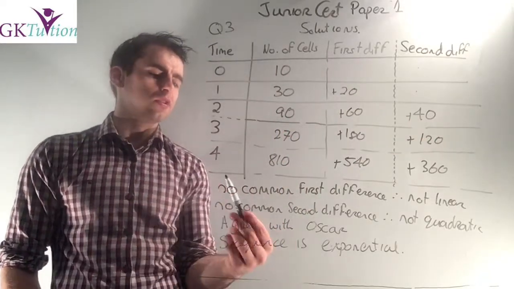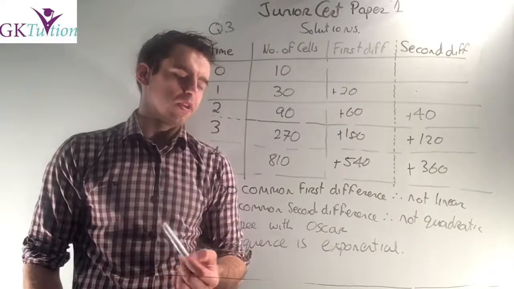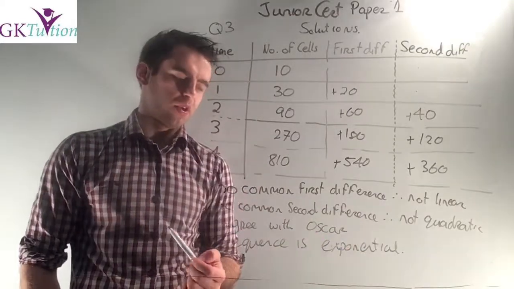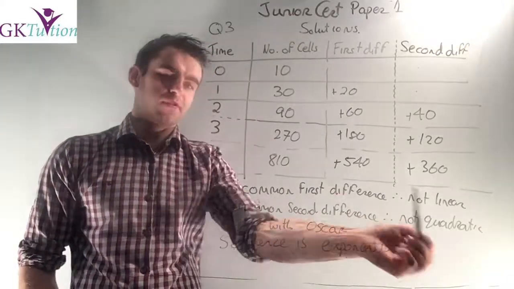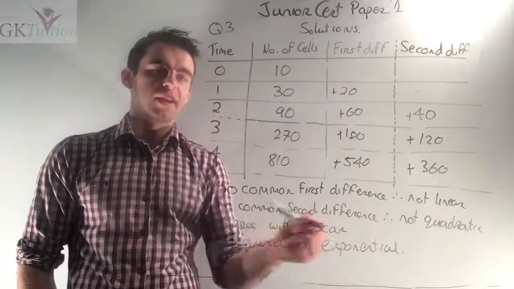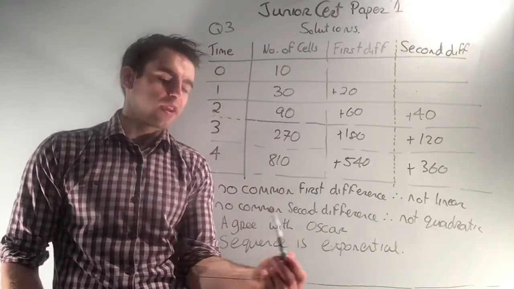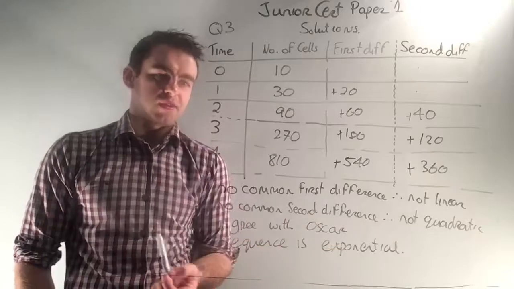And your conclusion should be that there's no common first difference, so it's not linear. There's no common second difference, so it's not quadratic. In that case, you're going to agree with Oscar, the sequence is exponential.